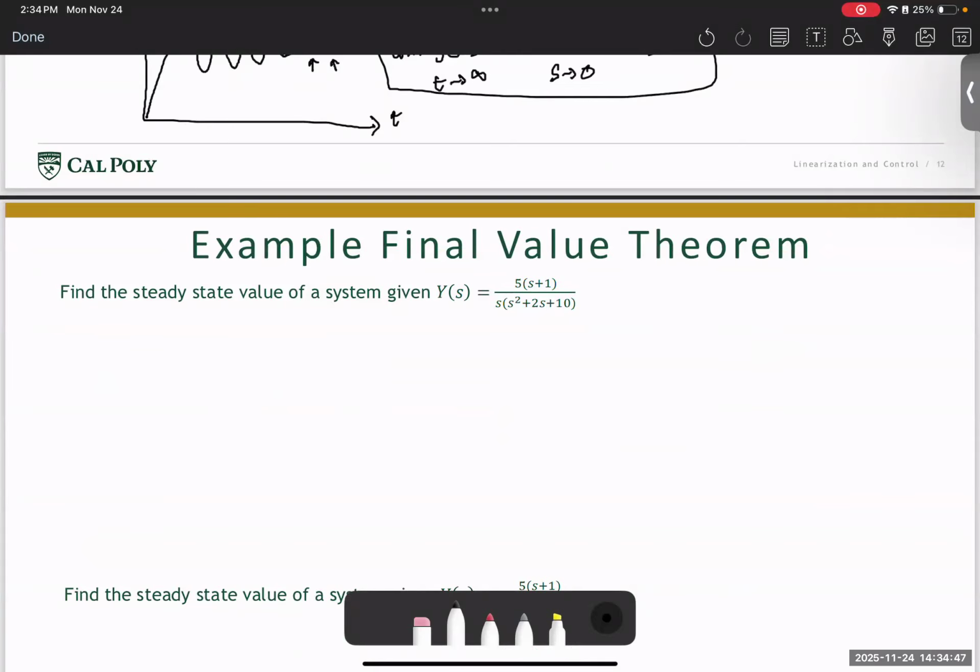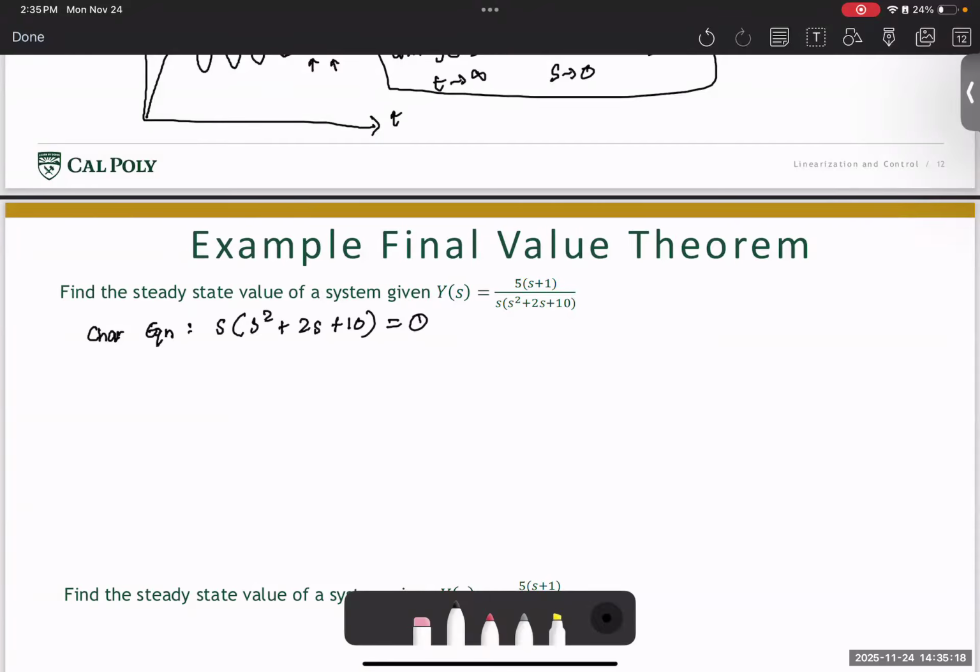Consider a simple system where the output Y(s) is given by this equation on the screen. First, we want to verify if the system is stable and has poles on the left-hand side. So let us solve for the roots of this equation. To solve for the roots, we start with the characteristic equation. The characteristic equation in this case is given by s times (s squared plus 2s plus 10) equal to 0.